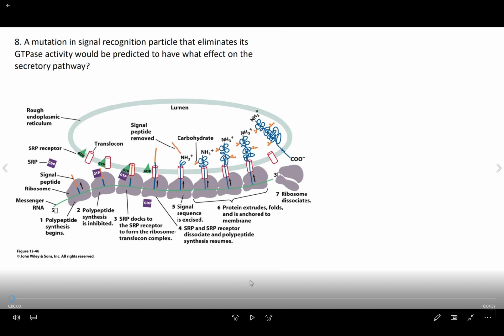Recall the secretory pathway, which is shown here based on a figure from your book. All right, so SRP is the little purple square there, and it performs a variety of roles within this pathway. So we need to figure out how the GTPase portion, or what role that plays in this whole cycle.